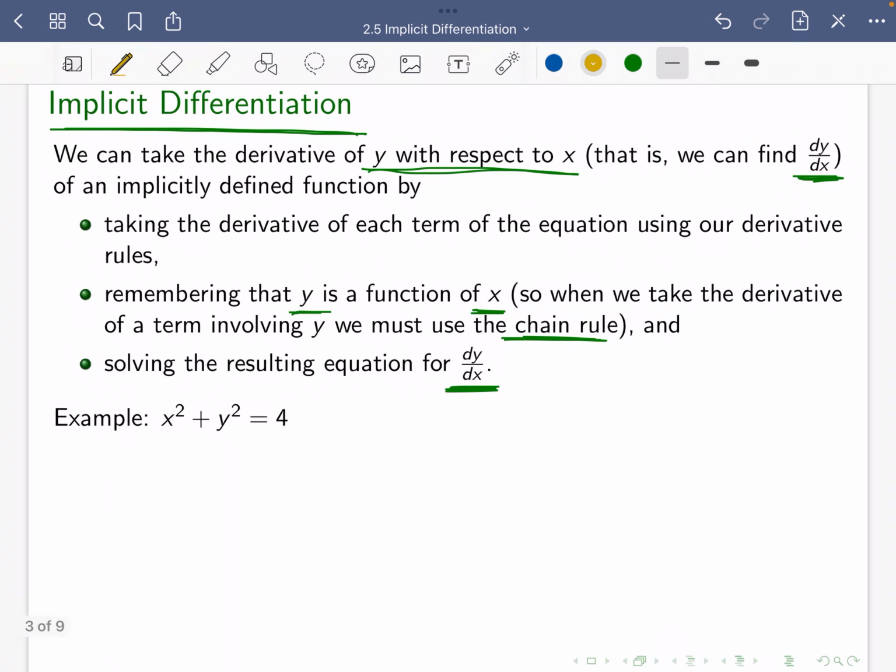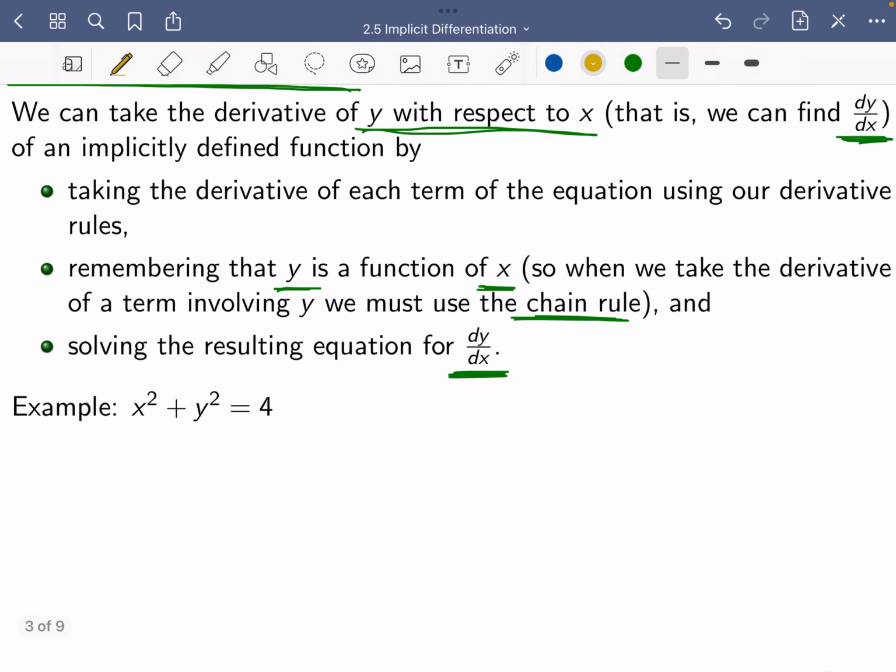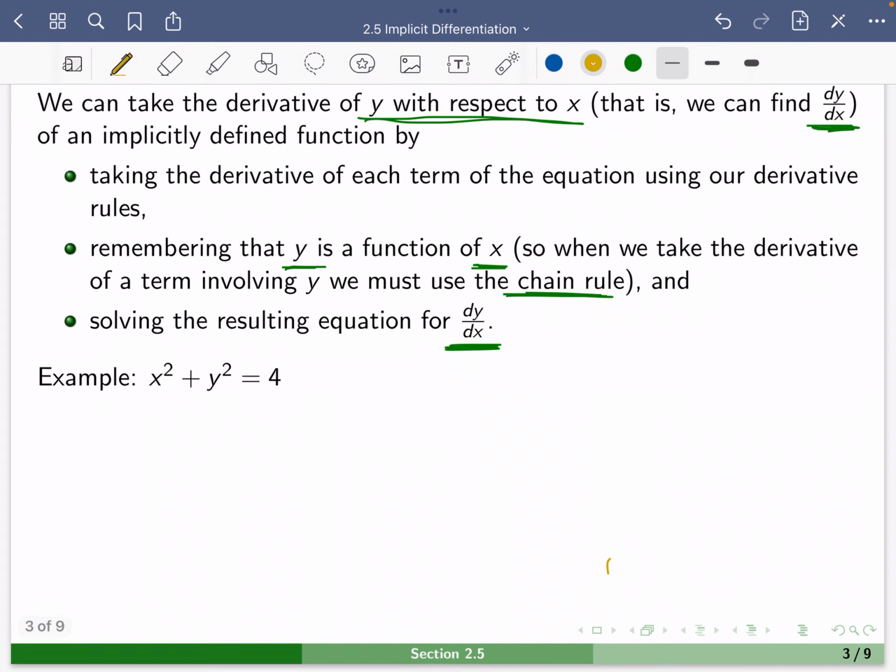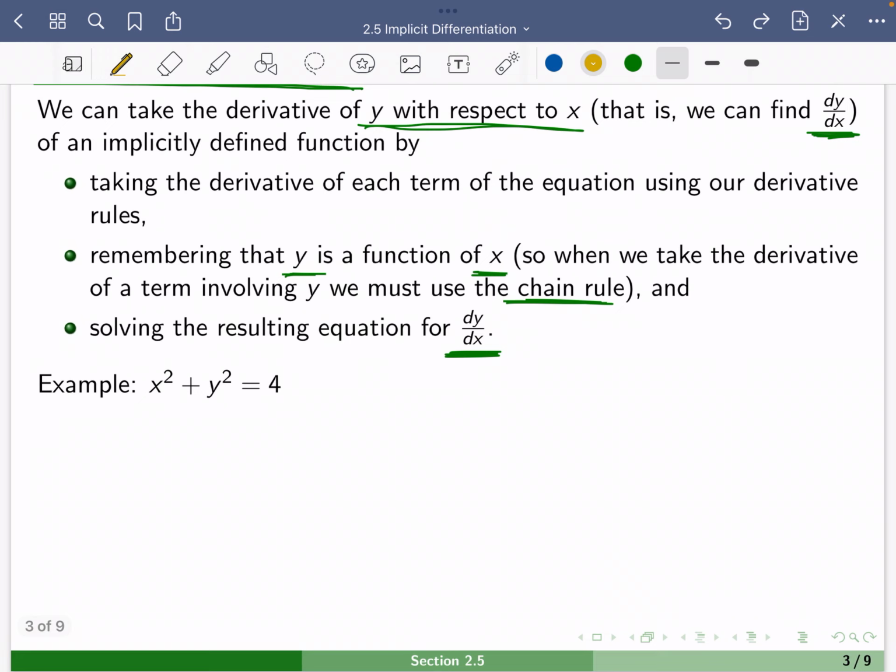Here we have x squared plus y squared is equal to 4. We want to find dy dx. So we're just going to go through piece by piece and take our derivative. What is the derivative of x squared? The derivative of x squared is 2x, which is great. Then we'll move to the next piece. What is the derivative of y squared? Well, y is a function, so it's 2y.